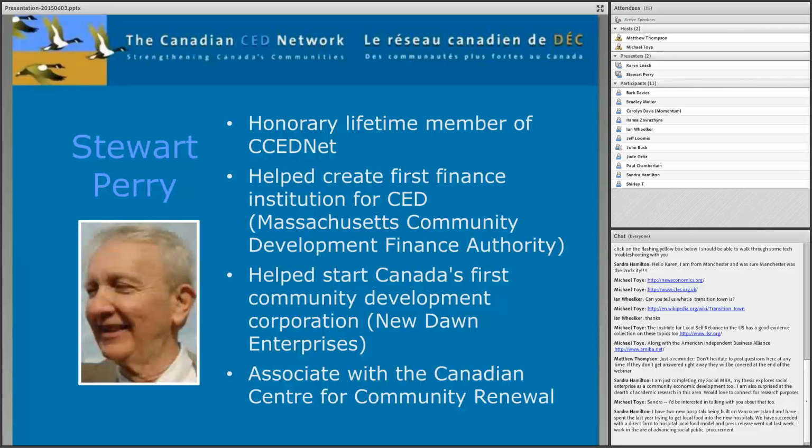Stuart is an honorary lifetime member of CEDNet, one of the pioneers of CED in the U.S. and Canada, as both a policy advisor and a designer and manager of CED institutions. As head of the U.S. Center for Community Economic Development, he helped create the first finance institution for CED, the Massachusetts Community Development Finance Authority. And as you mentioned, Karen, he helped start Canada's first community development corporation, New Dawn Enterprises, in Sydney, Nova Scotia, and headed the Community Economic Development Center in Cape Breton there as well.